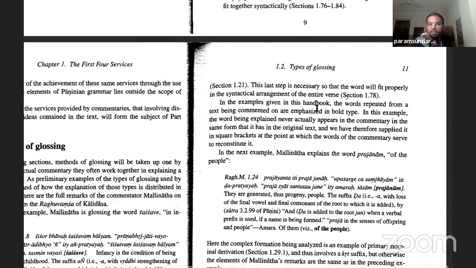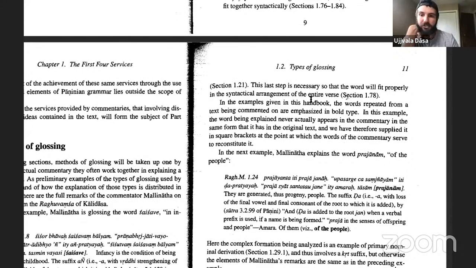This last step is necessary so that the word will fit properly in the syntactical arrangement of the entire verse, because that's the other thing they're doing: they're syntactically arranging the whole verse in the commentary also. That was one really interesting thing for me when I read this: if you take a commentary and you highlight all the words in the commentary that are from the original verse, most commentators are also making an anvaya. Even though all the things are in between there, there's also an anvaya there. So if you highlight that.